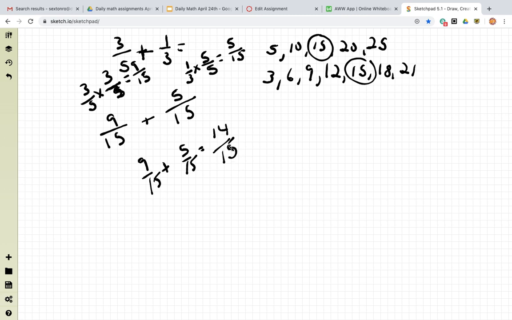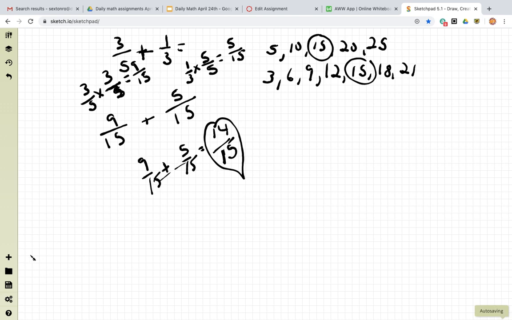14/15. Is there anything that can divide both 14 and 15 evenly? Well, I can divide 14 by 7 and 2, but neither 2 nor 7 goes into 15, does it? I can divide 15 by 5 or 3, but neither of those would divide evenly into 14. So I know that this is simplified. That's the more beautiful answer, 14/15. Okay?